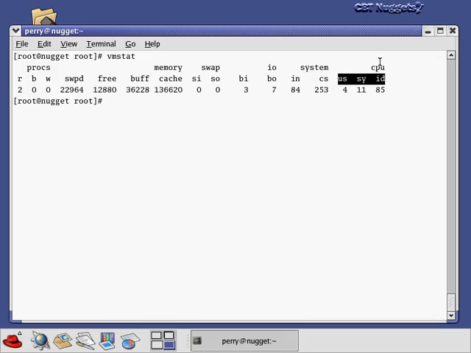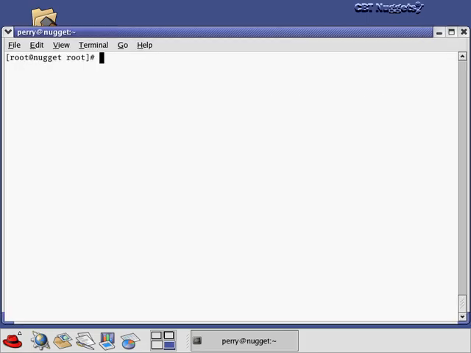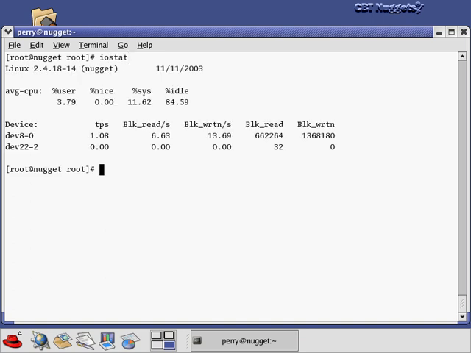So under the CPU headings here, we have the percentage of time that the CPU is working on user processes, the percentage of time the CPU is working on system processes, and the percentage that the CPU is actually idle. So that's vmstat. Now let's go ahead and look at one of these other commands called iostat. Now let's look at the iostat command, and this command gives a summary of I/O statistics.